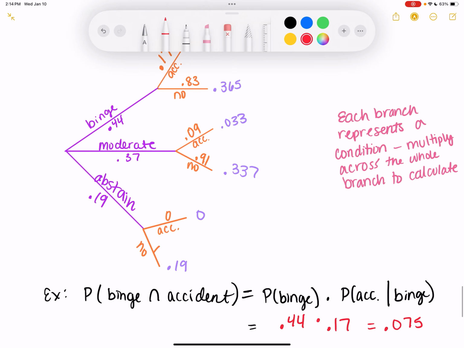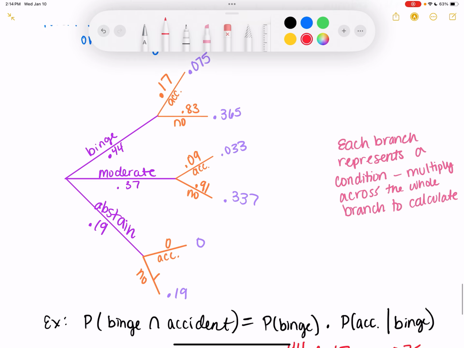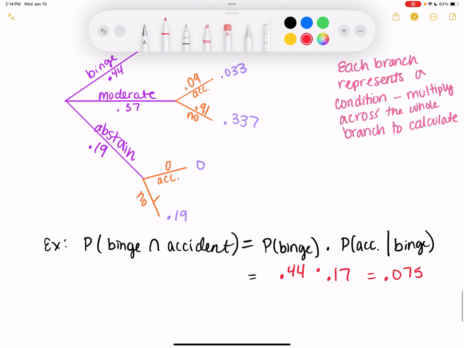So by doing this tree diagram, I was already able to get that number without actually really having to show work per se.